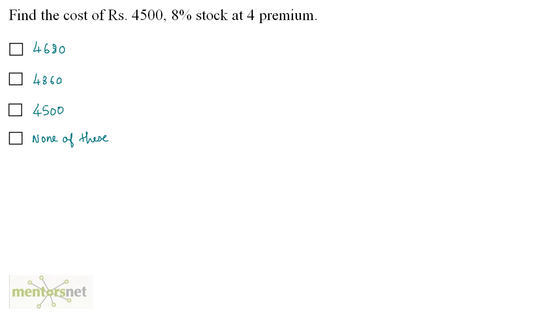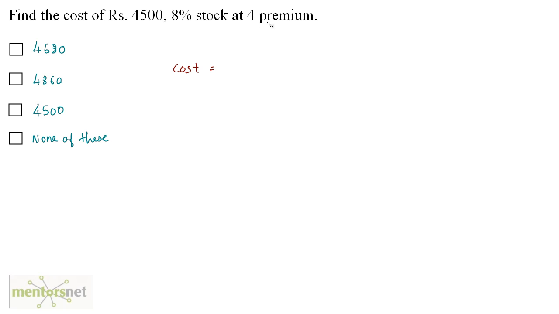Find the cost of 4,500 rupees 8% stock at 4 premium. Well, the stock is sold at a premium market value. That's why it is said that the stock is at 4 premium. Okay, so what will be the cost? Well, the cost will be the market value, because shares or stock is always purchased on the market value from the share market, right? So the cost will be equals to 4 premium.